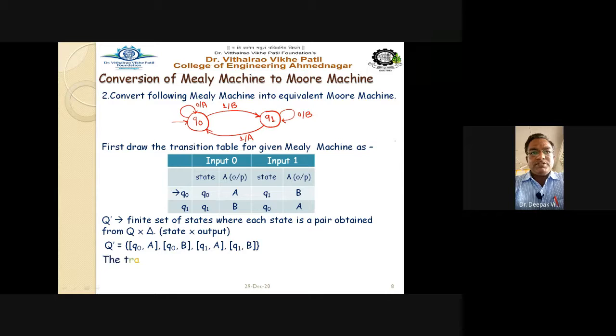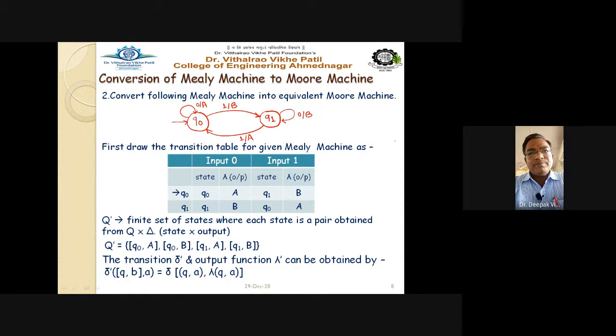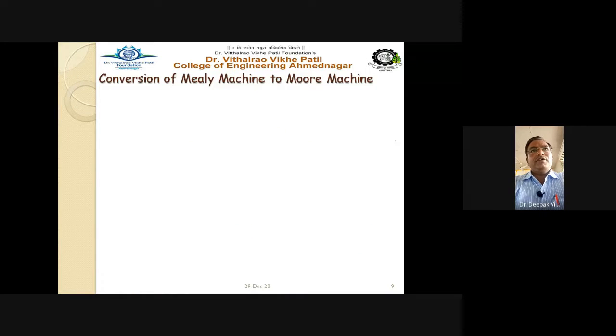The next step is the transition function δ' and output function λ' obtained with the help of this particular equation. That is δ'([q, b], a) is equal to δ(q, a), and λ'([q, b]) is nothing but b. That we have to find out here. So let us start finding out the δ' transitions.